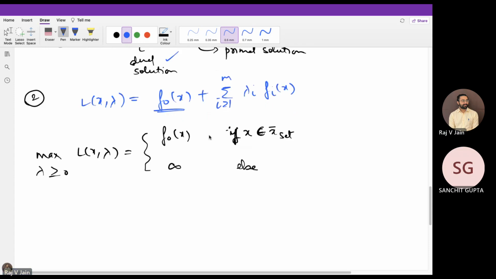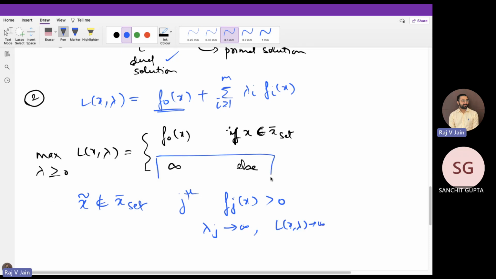So basically, let's say there's an x tilde which does not belong to the x prime set. That means it's violating at least one constraint. Let's say the jth constraint is violated, which means fj of x is greater than 0, strictly violating. So what I can do is take this lambda j to infinity and make L of x comma lambda go to infinity. That is the argument for this part.